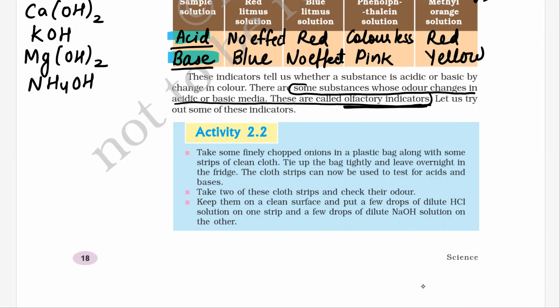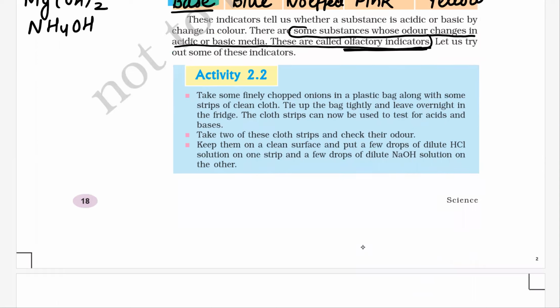2.2. Take some finely chopped onions in a plastic bag along with some strips of clean cloth. Tie up the bag tightly and leave overnight in the fridge. The cloth strips can now be used to test for acids and bases. Take two of these cloth strips and check their odour.